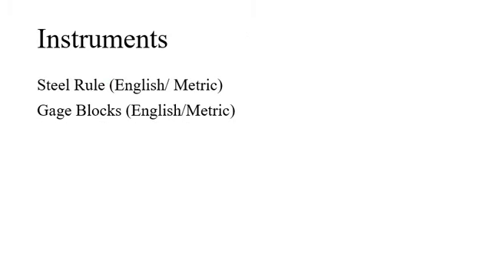And now we'll get into the steel rule and gauge block. These are the instruments you'll be using in your lab, and of course we will use both unit systems. The very first one is English or British, and the other one is metric. Gauge blocks, the same thing: English or British, and you're going to have your metric.